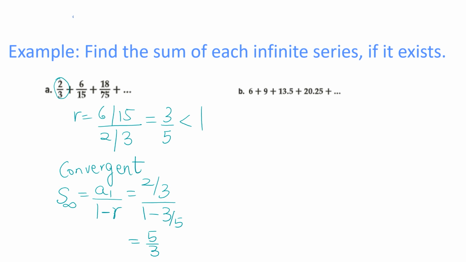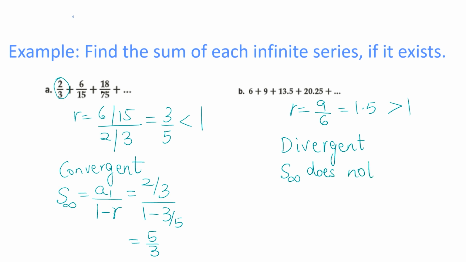Now let's look at the second series here. Again, we first find the value of r by dividing the second term by the first term. This gives us 1.5, which is bigger than 1. So this series is divergent and sum to infinity does not exist.